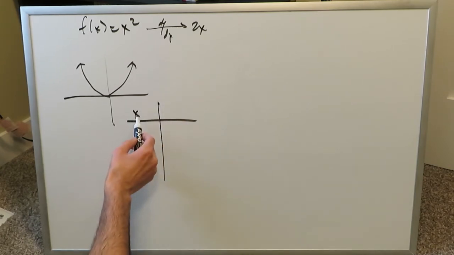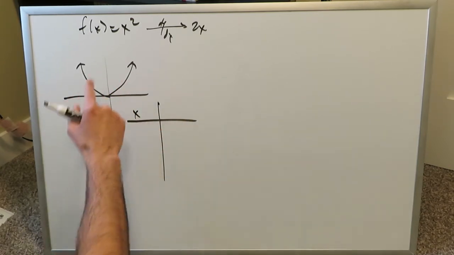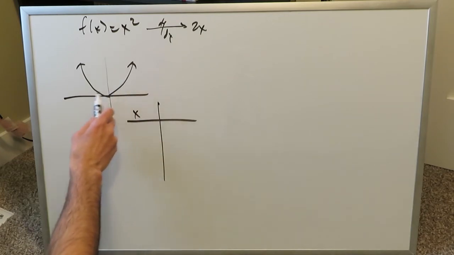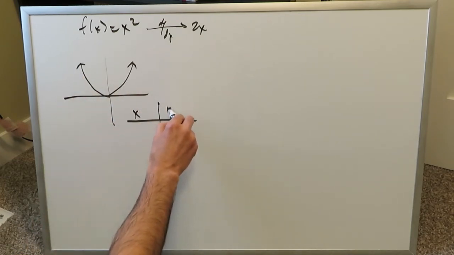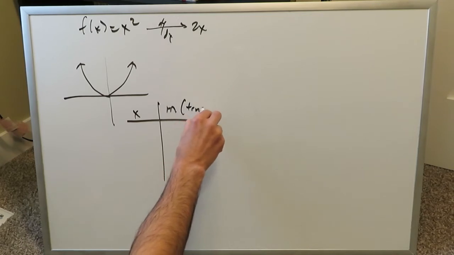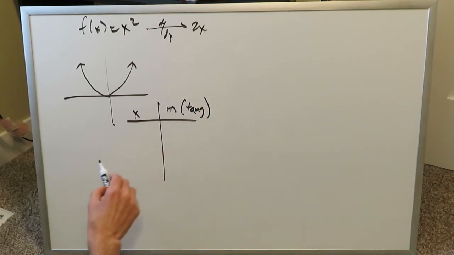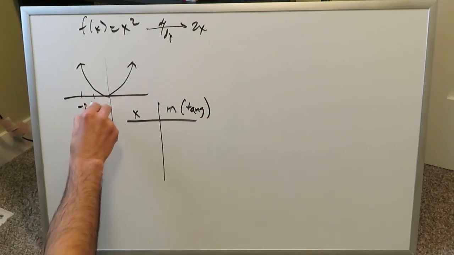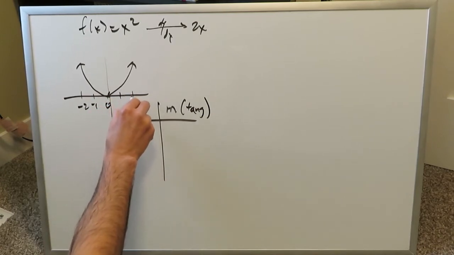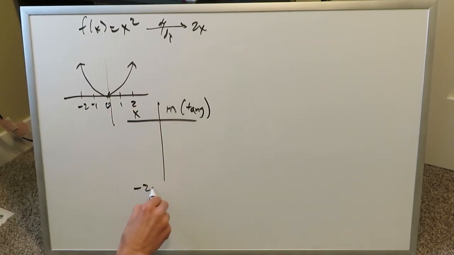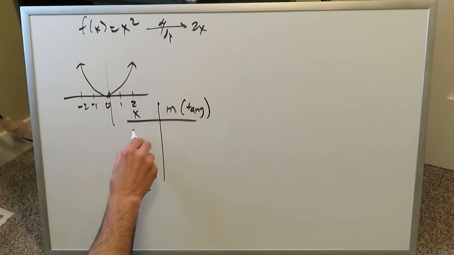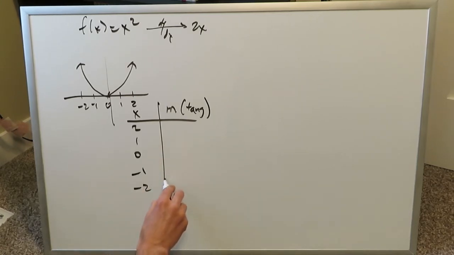Generate a table of values with the x values, which will be the points that you'll pick out, and then for those points on the curve, you'll determine what the slope of the tangent line would be at those specific points. Let's go again with -2, -1, 0, 1, and 2. And then we'll generate what the possibilities are for tangent line slopes at that specific point.